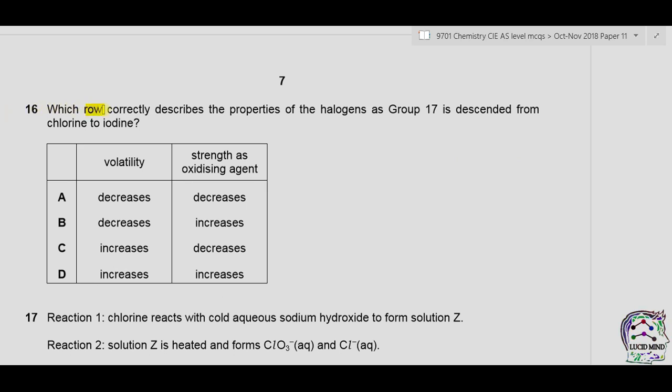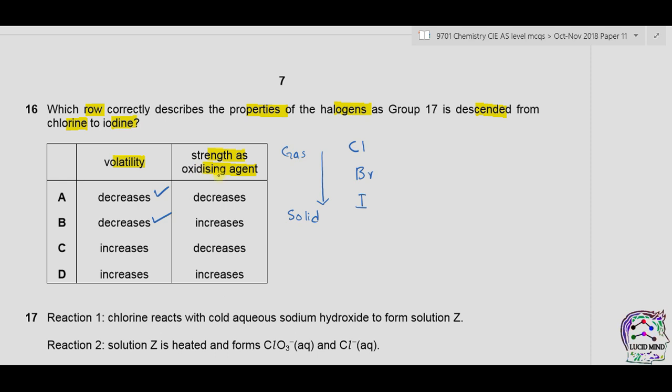Question 16. Which row correctly describes the properties of halogens as group 17 is descended from chlorine to iodine? First one is volatility and second is the strength as oxidizing agent. Now we know that descending in group 17 we have chlorine, bromine, iodine. As we move from top to bottom, the state changes from gas to solid. It means that the volatility is decreasing. This is because number of electrons increase and interatomic forces of attraction develop.